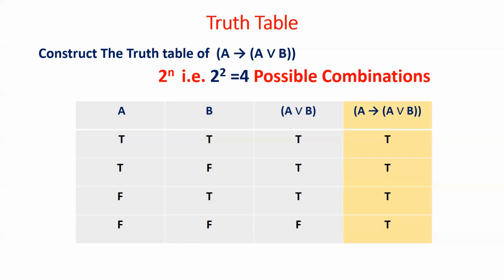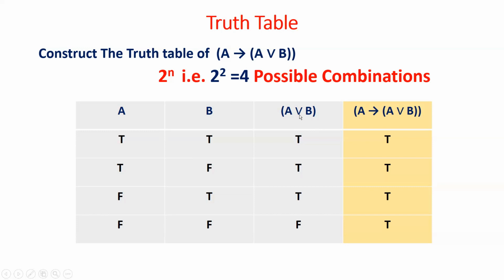Now, A and B are both initially atomic propositions. The truth values are defined as: true, true, false, false for A, and true, false, true, false for B. After getting the truth values for every combination of A and B, we'll find the truth values of this whole statement formula, which we can split. Firstly, we'll solve the inner bracket, then we'll solve the outer bracket. The inner bracket is A or B.